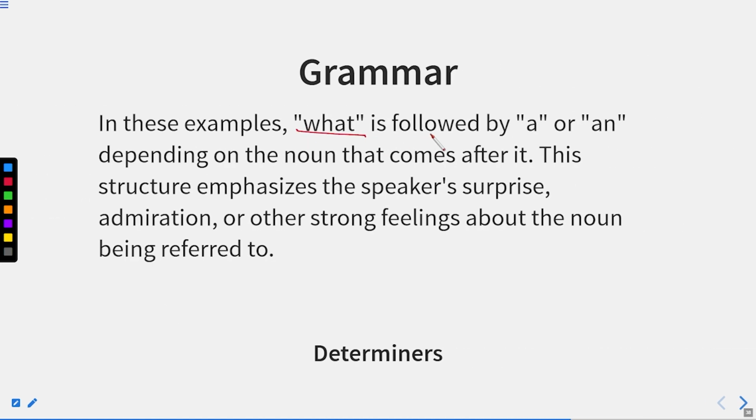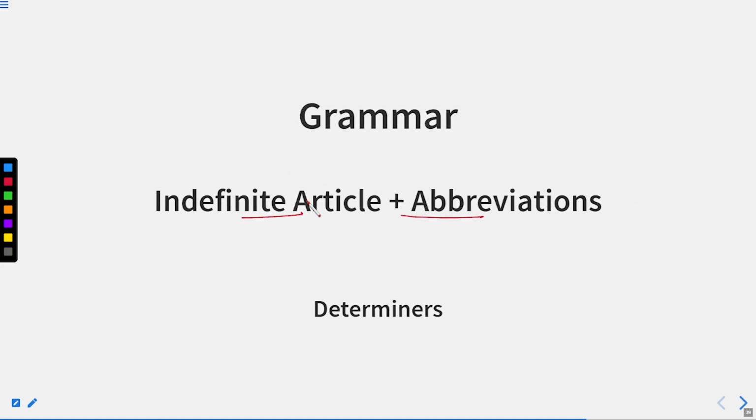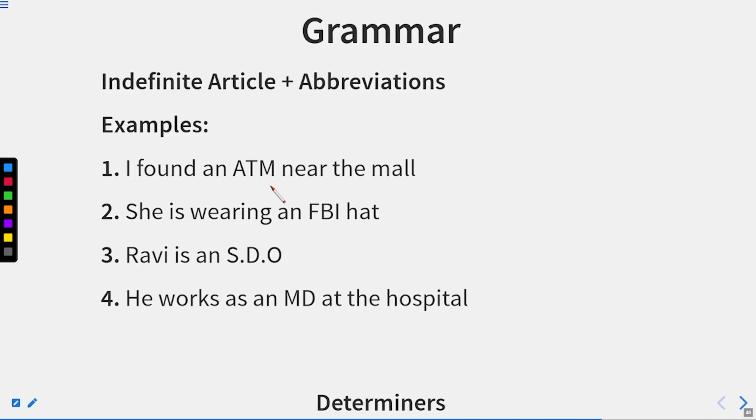In these examples, what is followed by a or an, depending on the noun that comes after it. This structure emphasizes the speaker's surprise, admiration, or other strong feelings about the noun being referred to. Now, if we have this structure in which we have indefinite article, after that we have abbreviations. Abbreviations means short forms. Now, indefinite article here, either a or an. Now, let us see some examples.